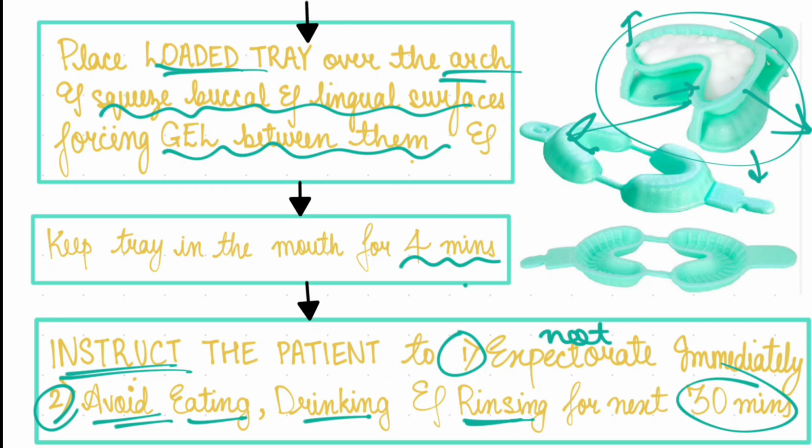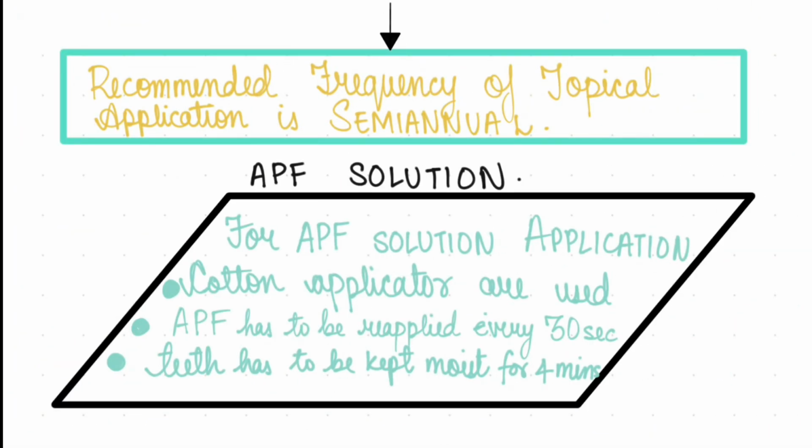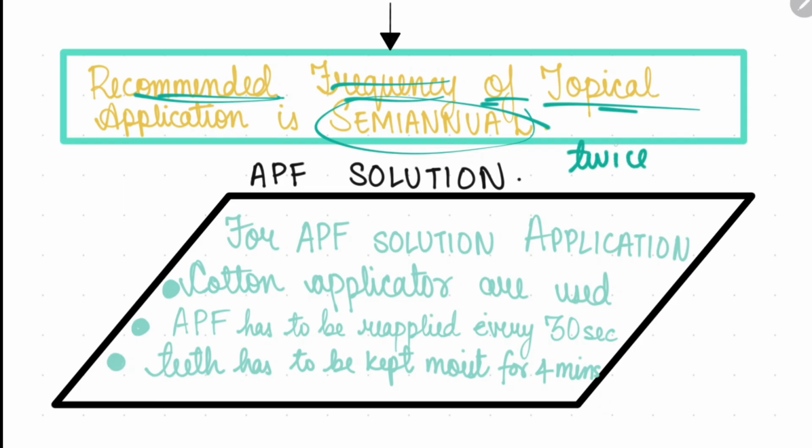Why do we do this? So that there is more fluoride available for uptake. Now, what is the recommended frequency of topical application? How many times are you going to give this APF application? It is semi-annual. Semi-annual means twice a year. It means you are going to give 2 APF applications in 1 year. So the recommended frequency of topical application is semi-annual, twice a year.